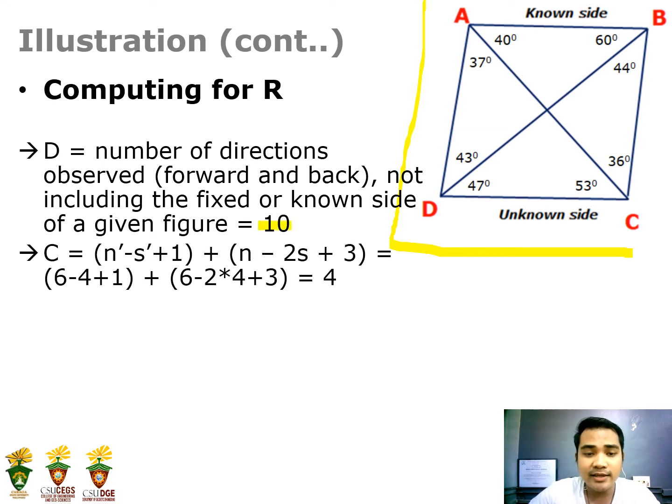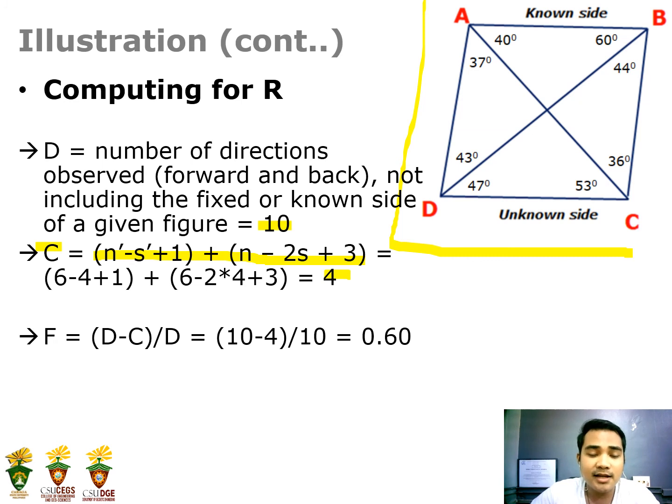And to get the value of C, we have this equation, which is n prime minus s prime plus 1 plus n minus 2s plus 3. From the figure, we can see that n prime is 6, s prime is equal to 4, n is equal to 6, and s is equal to 4. Substituting those values, we have C to be 4.